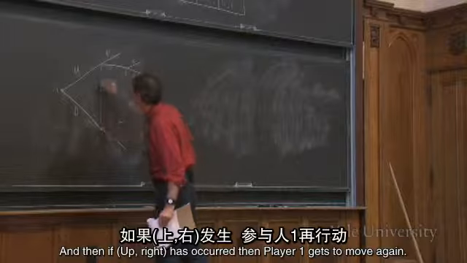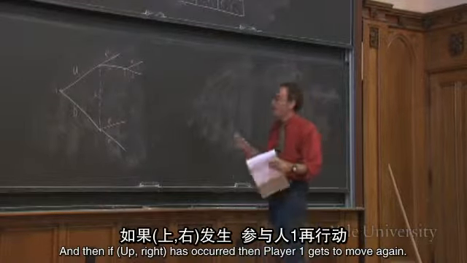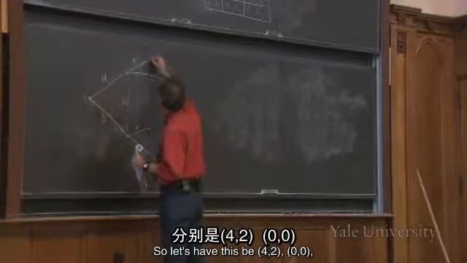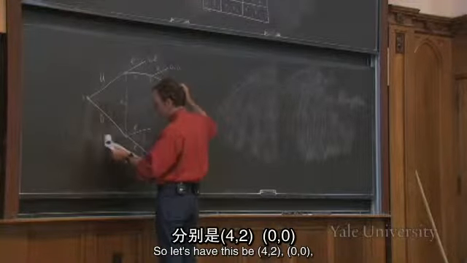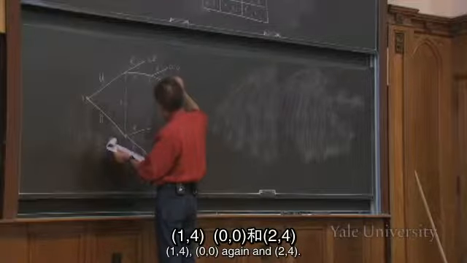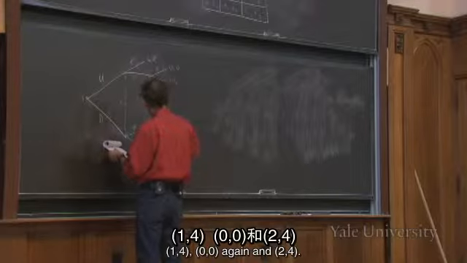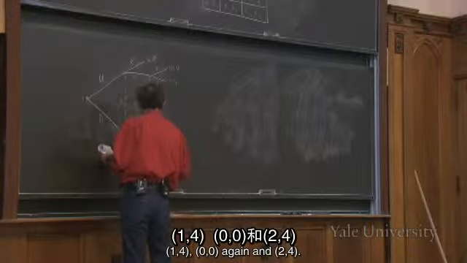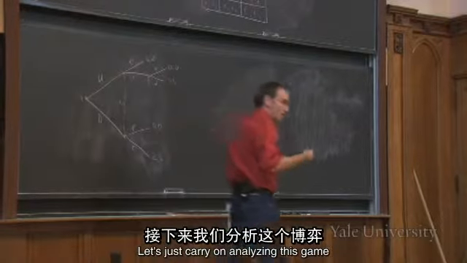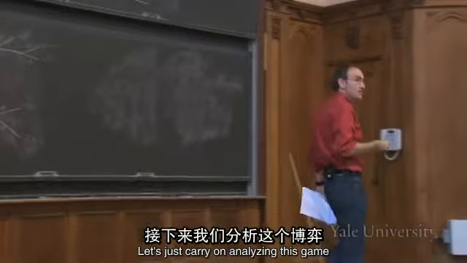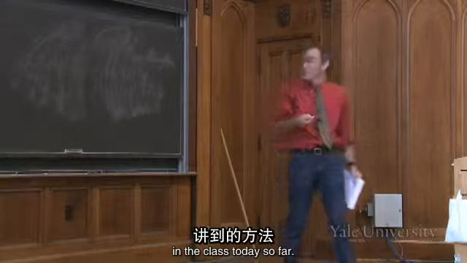And then if up right has occurred, then player one gets to move again. Let's put some payoffs in. So let's have this be 4, 2, 0, 0, 1, 4, 0, 0 again, and 2, 4. All right, let's just carry on analyzing this game using exactly the methods we've been talking about in the class today so far.